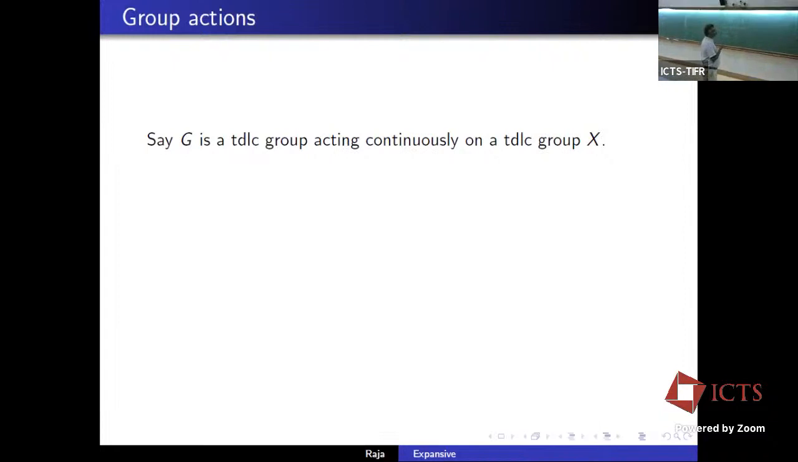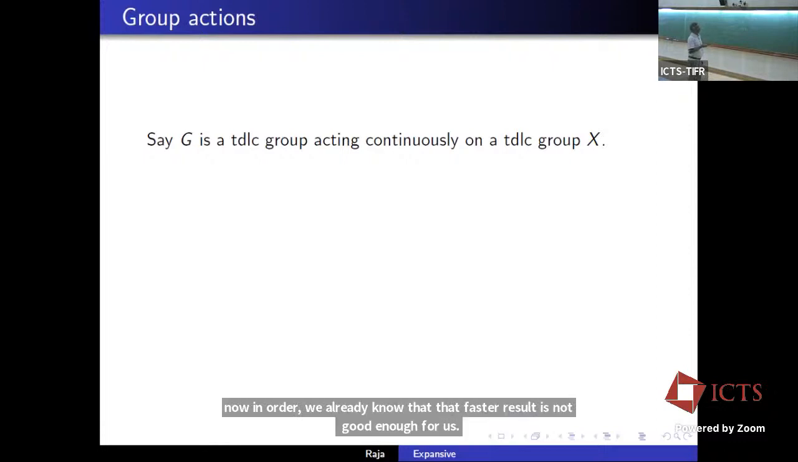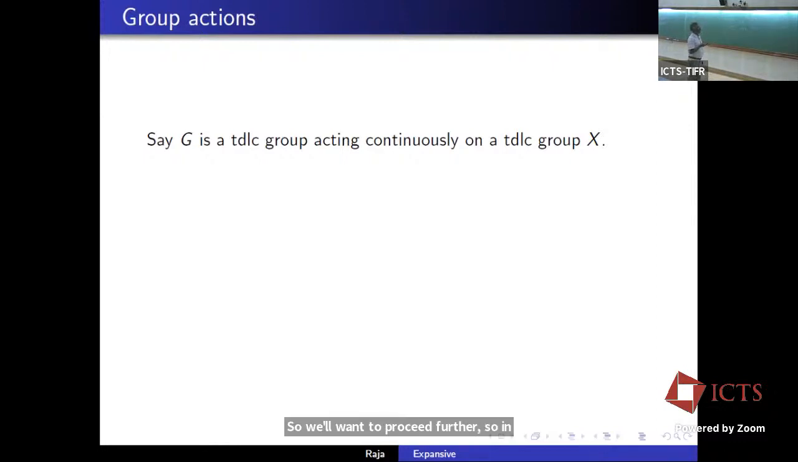So now, we already know that the first result is not good enough for us, so we'll want to proceed further. In that direction, we will look at the action of a totally disconnected locally compact group on another totally disconnected locally compact group. The simple example is you take any linear subgroup, any subgroup of GL over Qp or GL over any other local field. You will get a standard example.